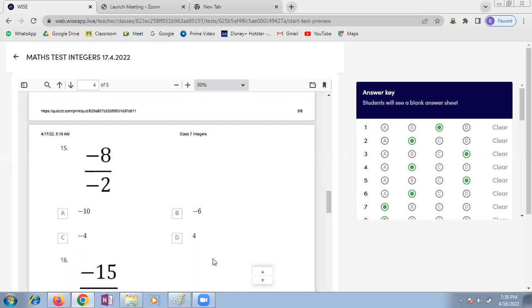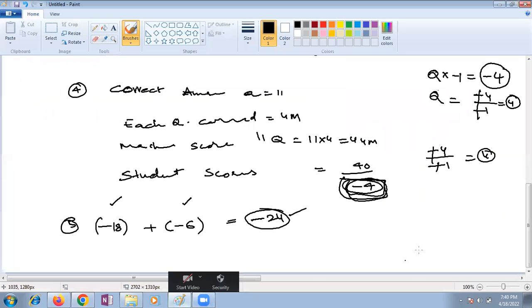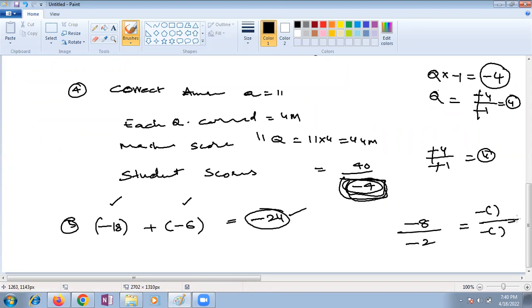Ma'am, is this minus 4 or plus 4? I did not understand it. Very good. Here, the numerator is negative 8, the denominator is negative 2. So obviously both negative signs, the division symbol comes, negative and negative becomes positive. Negative divided by negative is always positive. Very good.